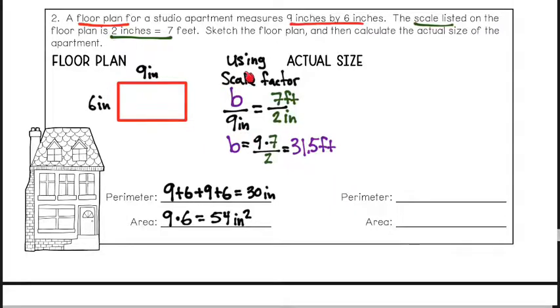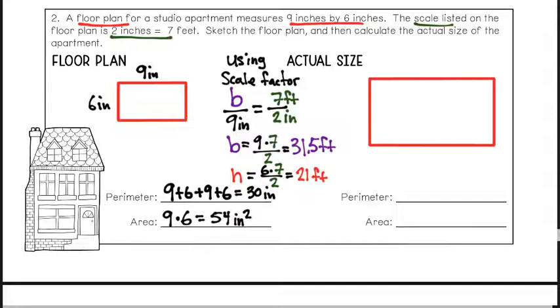Now, rather than setting up a brand new problem just like that, I'm going to just take this 9, and rewrite this problem, but write it for height, and replace that 9 with a 6. So I do that. Height equals 6 times 7 divided by 2, and that would give me a height of 21 feet. So now that I have my base and height, I can go ahead and draw my new rectangle. The base is 31.5 feet, and the height is 21 feet.